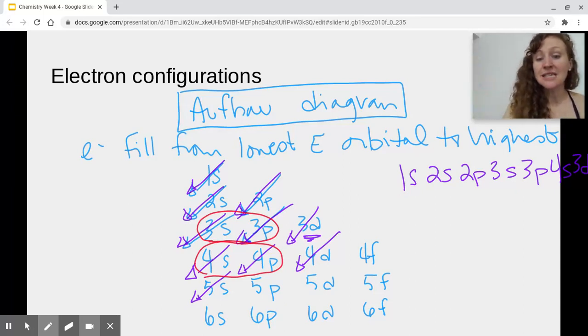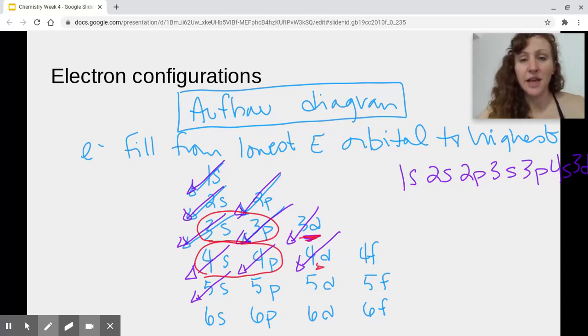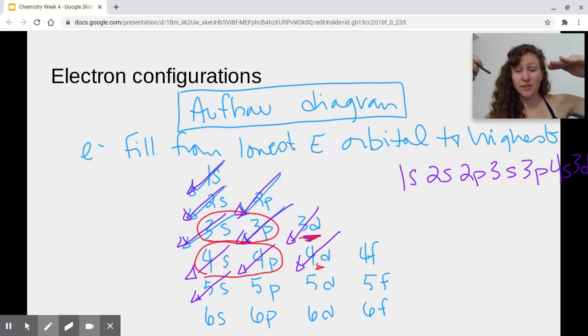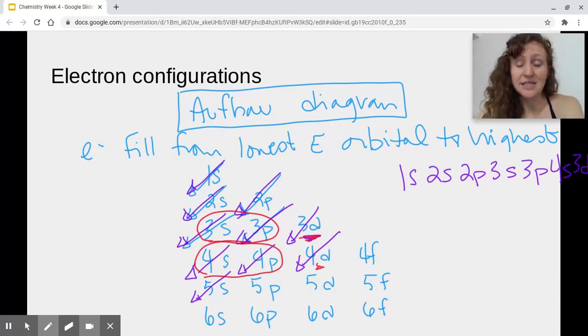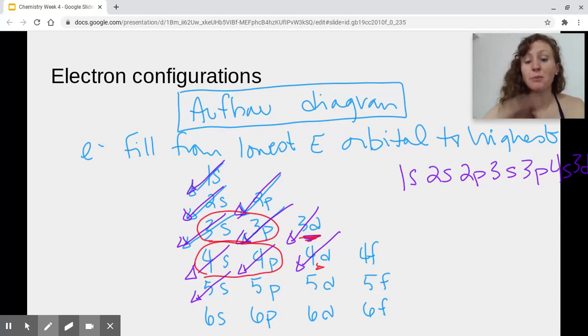So the Ds are never valence electrons. You will only ever have 8 valence electrons because of the S and the P. 2 plus 6 is 8. By the time you start filling the D, you already have electrons at a higher energy level. Those D orbitals will never be valence. D orbitals will always be core orbitals. And that pattern continues all the way down this diagram.